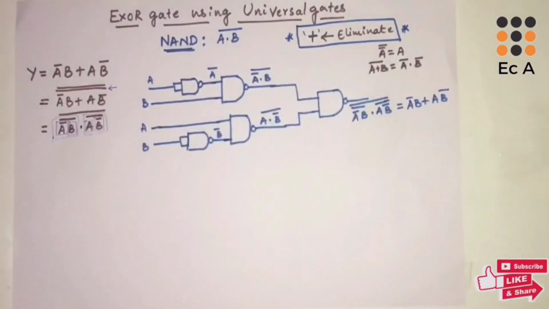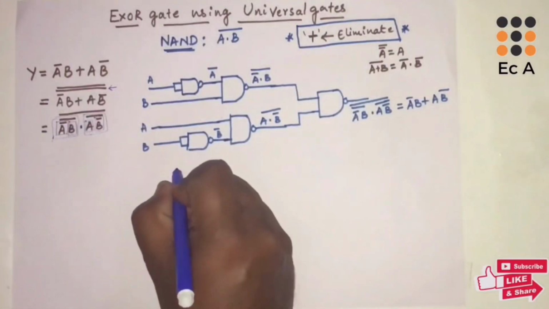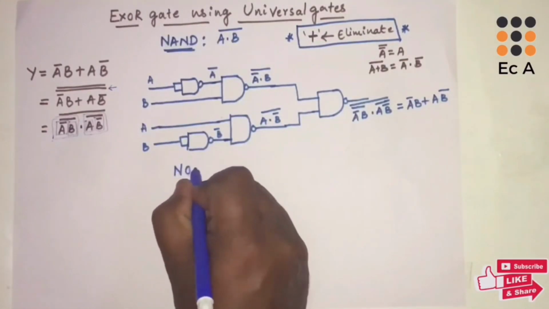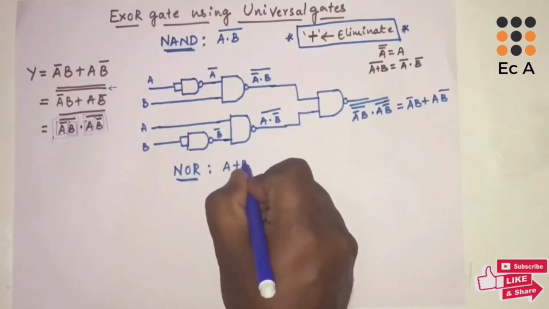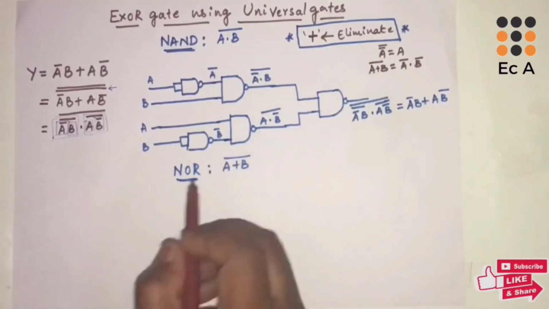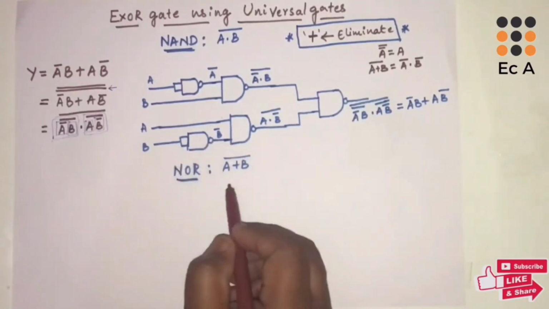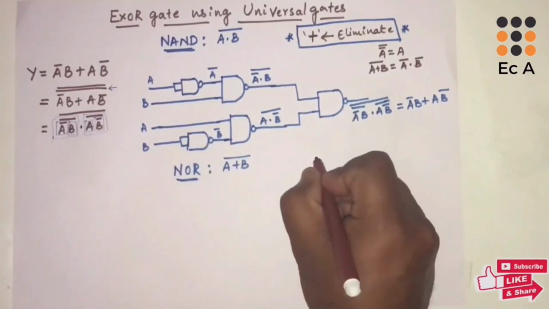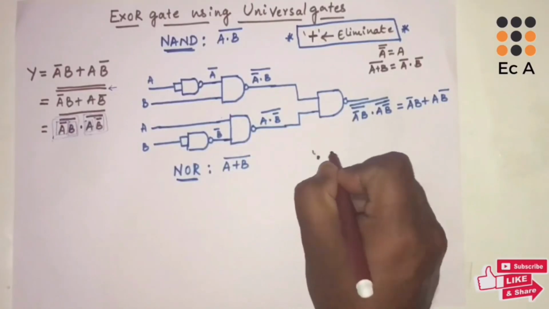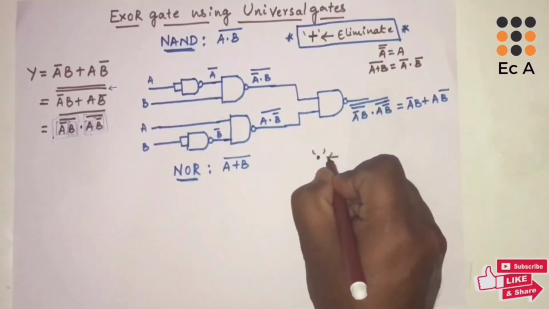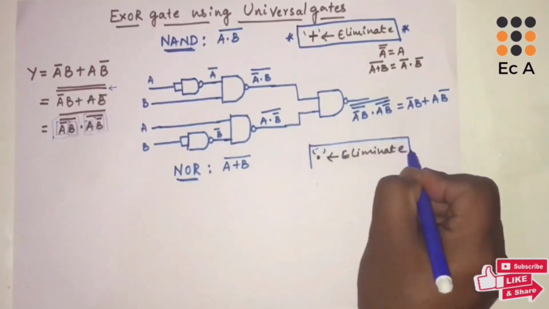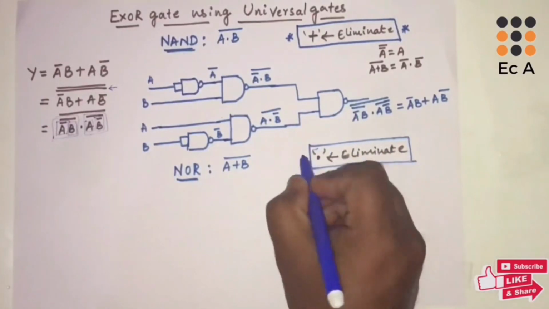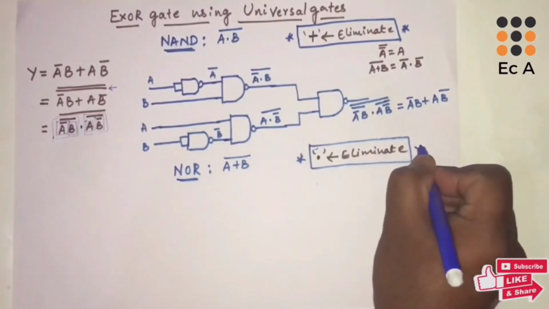Now let us implement XOR gate using NOR gate. NOR operation is a plus b whole bar. Always remember, to implement any given Boolean expression using NOR gate, we need to eliminate the dot operation, so the AND operation we need to eliminate. If you remember this, you can implement any given Boolean expression using NOR gate.